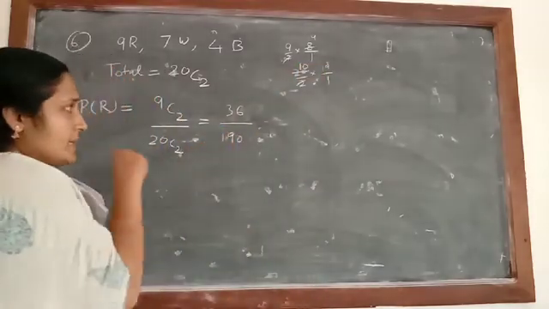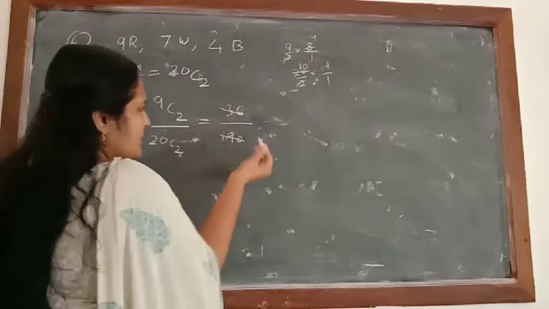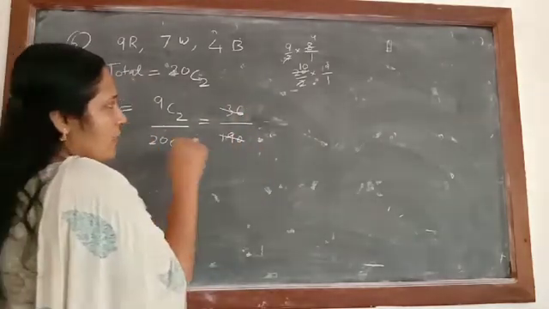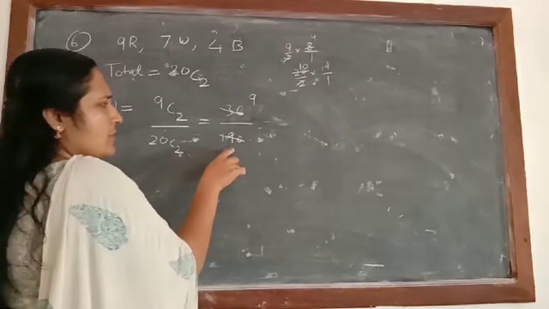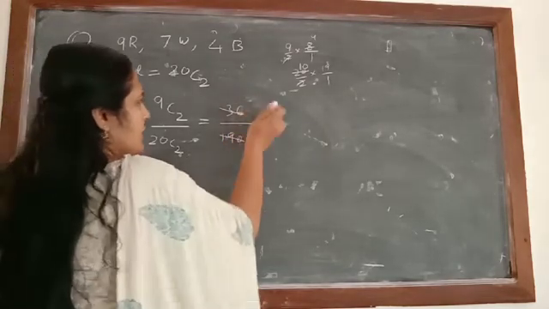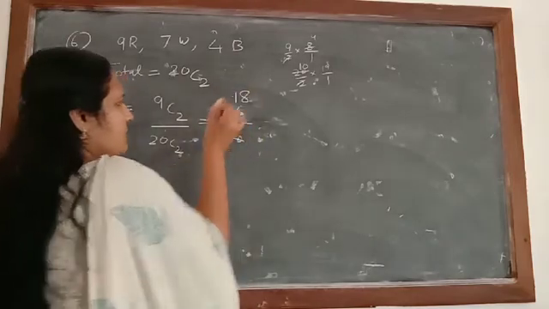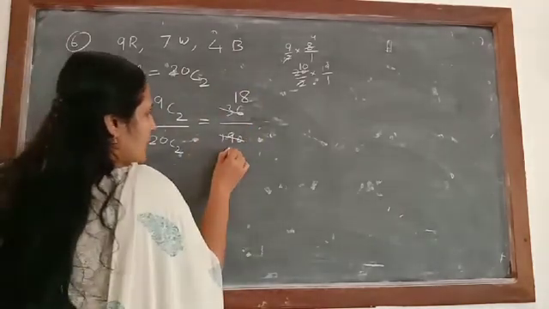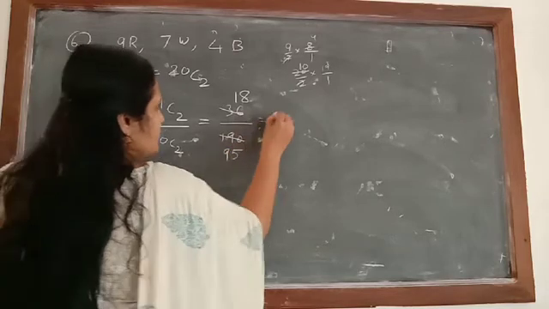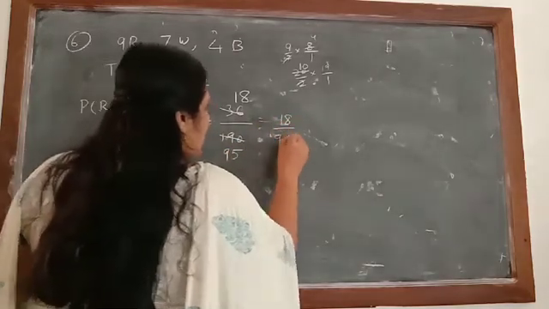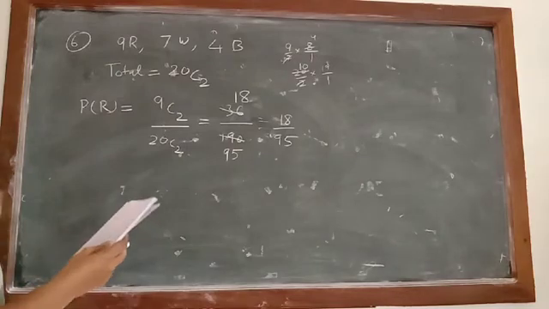Now we can cancel it. I think it is divisible by 4. 4 9s are 36. Here it is not divisible by 4, so we can cancel it by 2 only. So it will come 18. And here 2 9s are 18, so 95. So the probability will be equal to 18 by 95.